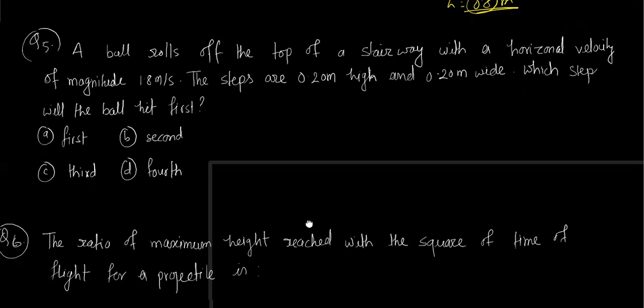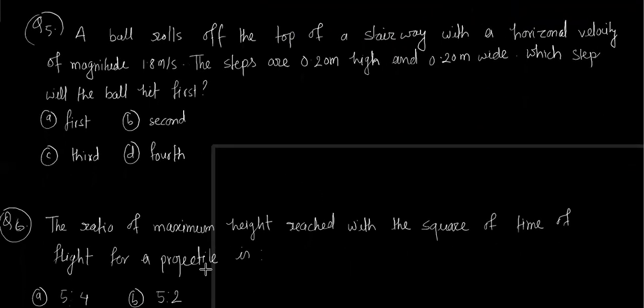Now let us move to question number 5, and this is quite an interesting question. First of all, let us read it. A ball rolls off the top of a stairway with a horizontal velocity of magnitude 1.8 meter per second. The steps are 0.20 meter high and 0.20 meter wide. Which step will the ball hit first?